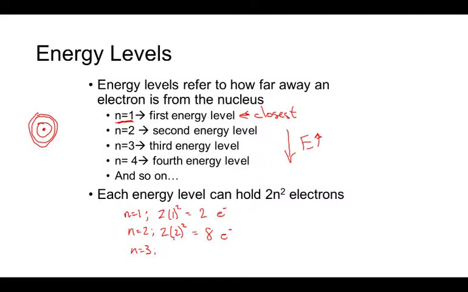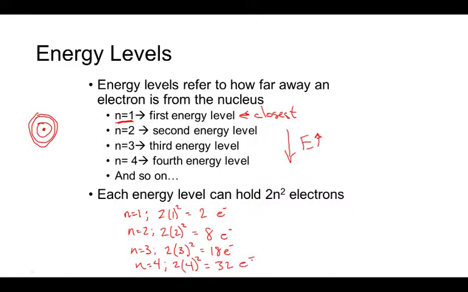All right, so why don't you pause it and try to do n equals 3 and n equals 4 on your own. All right, hopefully you got that. So you got 2 times 3 squared. So 3 squared is 9, so we get 18 electrons. And then n equals 4. We got 2 times 4 squared, so 32 electrons, right? Because 4 squared is 16, times 2 is 32.